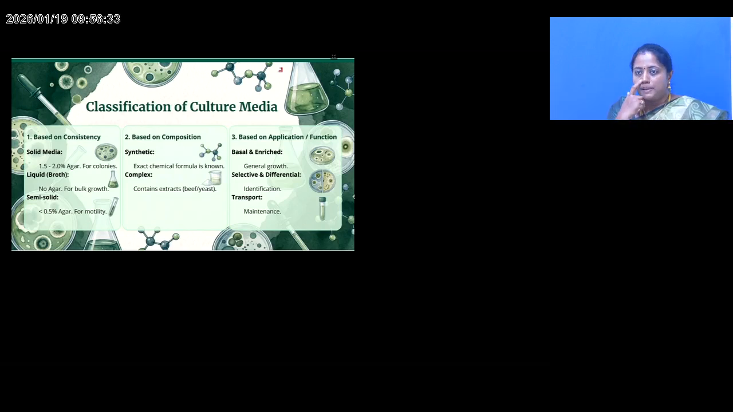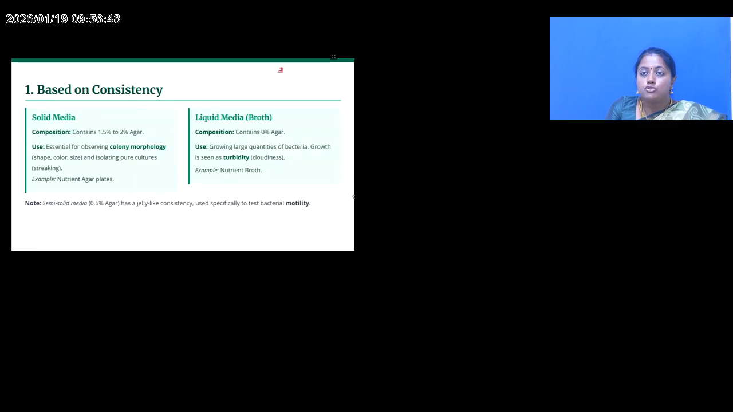Based on application and function, we can classify the media into types: basal and enriched media, which are used for the general growth of microorganisms; selective and differential media, used for the identification of microorganisms; and transport media, used to transfer the microorganisms. Based on consistency, we have already seen that the example for solid media is nutrient agar, and for liquid media it is nutrient broth, because we didn't add any agar as a solidifying agent.